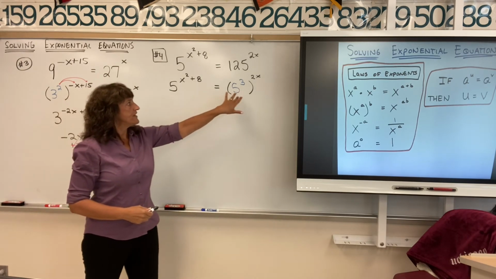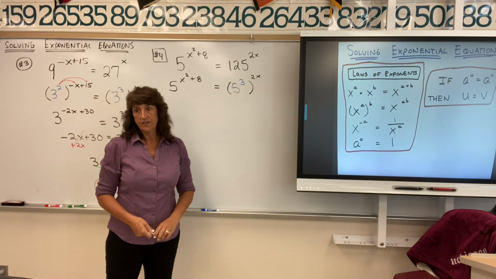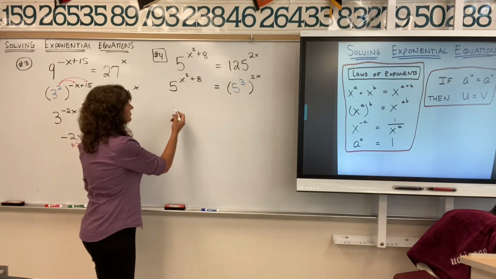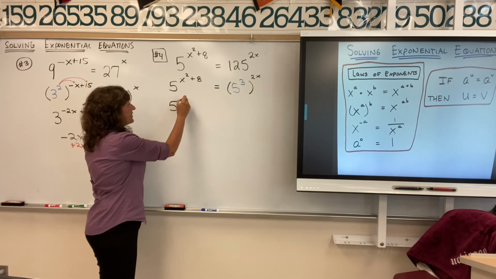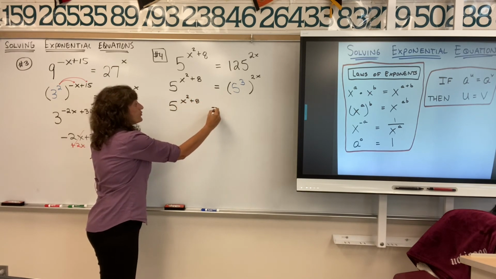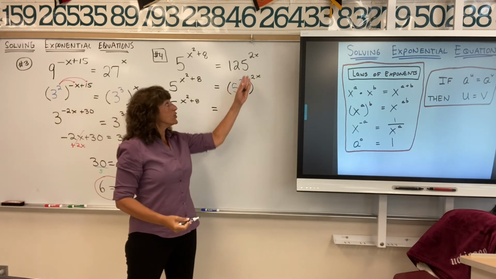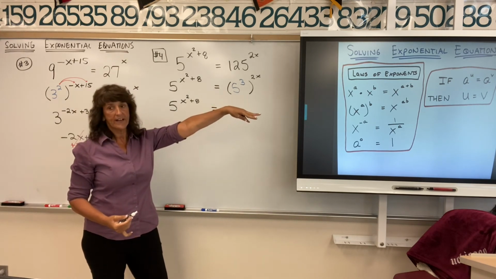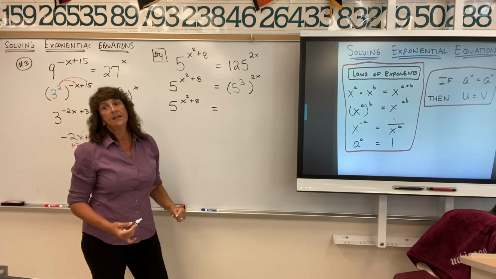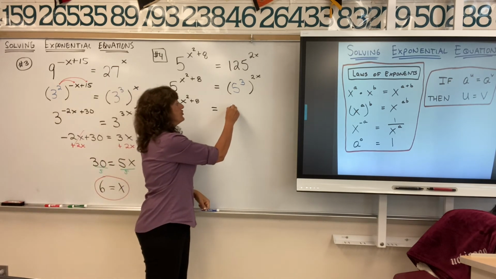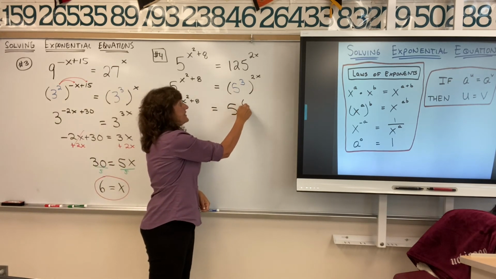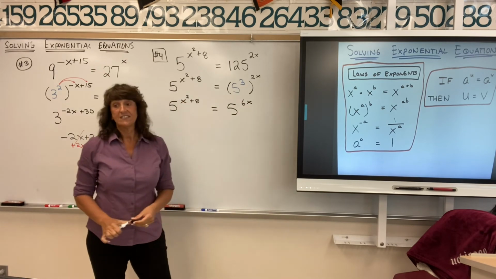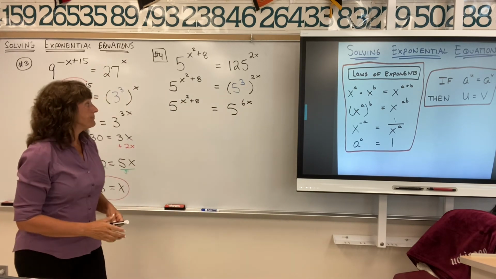So break both sides down to the same base. The left-hand side, we're just going to bring it down, it's all set. And the right-hand side, again, you have a power raised to a power. So when you have a power to a power, by the law of exponents, we're going to multiply the exponents. You keep the base and multiply the exponents. So we have 5 to the 6x on the right-hand side.